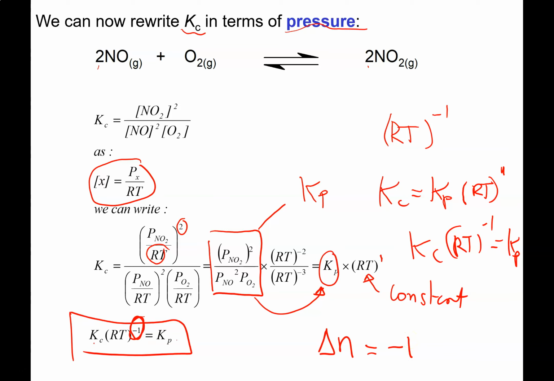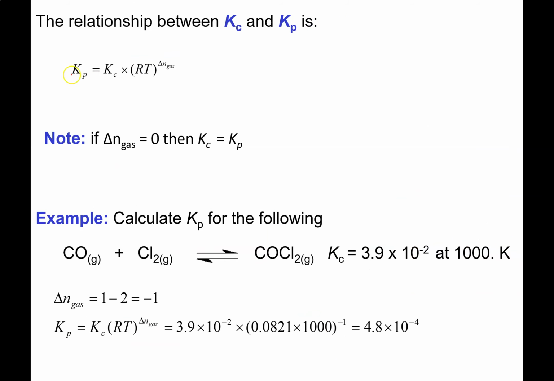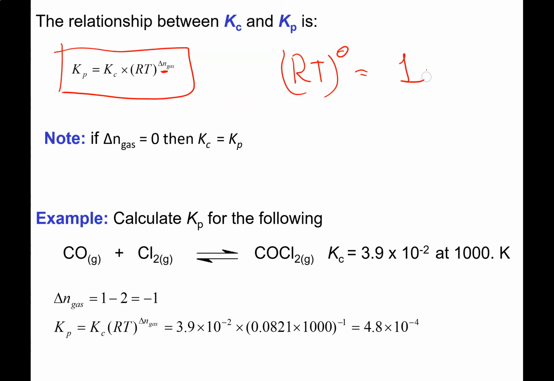Because we don't want to have to do this every time we have an equation for a gas phase reaction, it turns out that Kp is related to Kc through this relationship: Kp is equal to Kc times RT raised to the power of delta n gas. Something important to recognize is that RT raised to the 0 is just 1. So if there is no change in the moles of gas, then Kc is equal to Kp. So you really do these conversions sort of plug and chug.